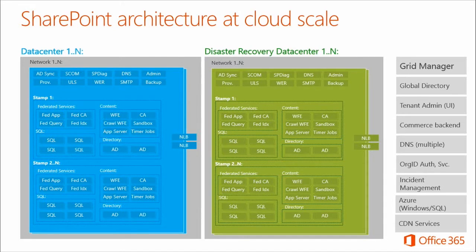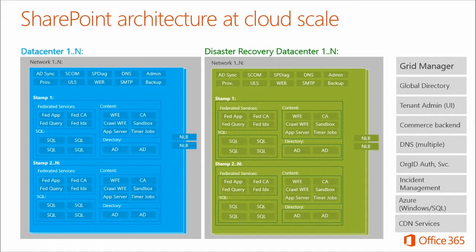So even while a web front-end server may look pretty similar to what you run on SharePoint on-premises, it's the stuff that we do to manage that environment. It's the grid manager that manages this grid of networks and stamps, the global directory, the tenant administration, the domain name services, the Azure connections for blob storage and those sorts of things, and also how we use the CDN services that make up what's unique about SharePoint Online.